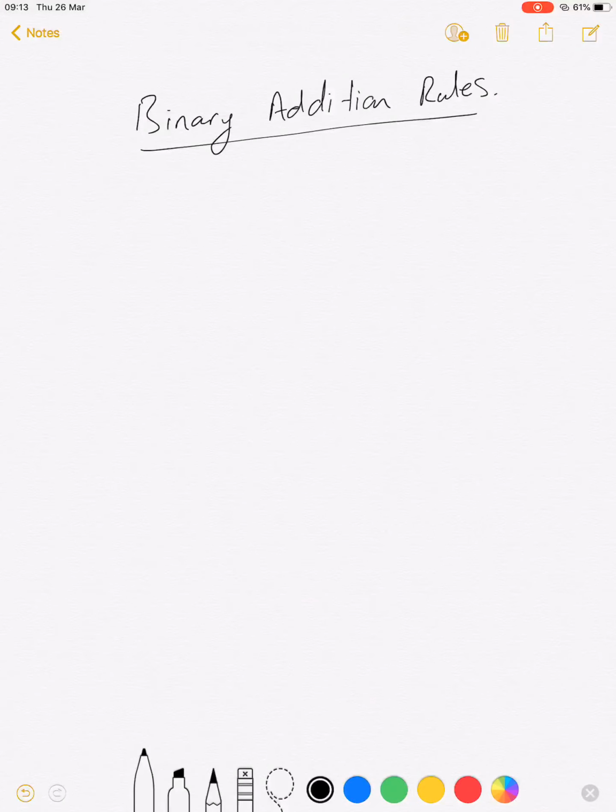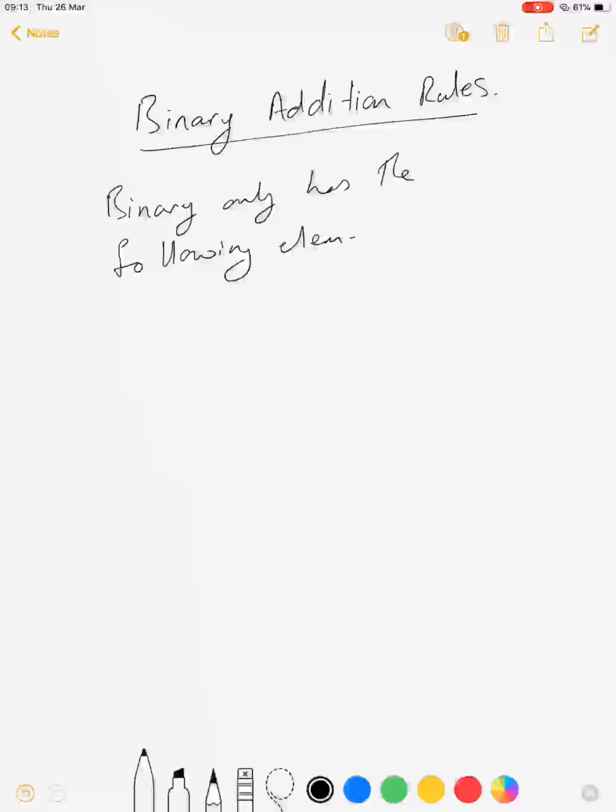So we understand, first of all, that binary only has the following elements. It consists of a language that has zeros and ones. So we should be able to do simple calculations, and we just need to understand the set of rules that go with this.